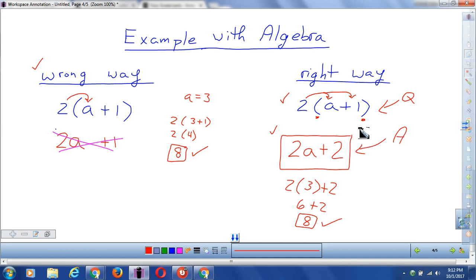Okay, so that's how distributing works. And now you might want to watch the follow-up video so you can strengthen your skills and practice a bit.